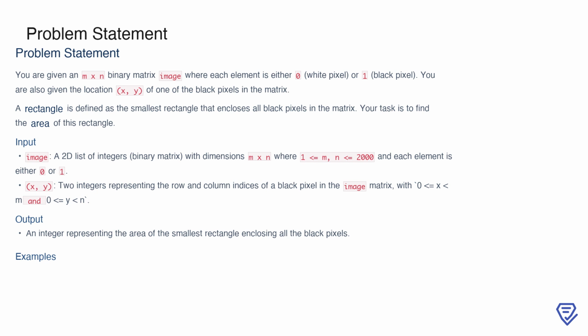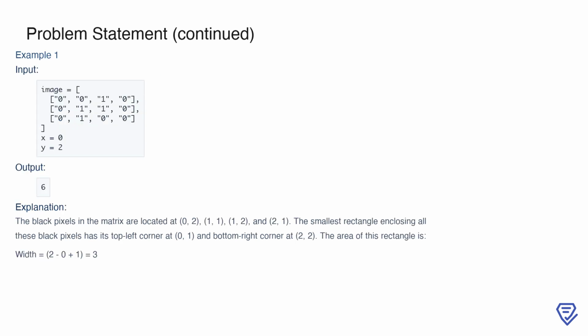For the input, the matrix dimensions m and n can range from 1 to 2000, and the coordinates x, y are guaranteed to point to a valid black pixel. The output will be a single integer, which represents the area of this enclosing rectangle. Let's consider our first example.